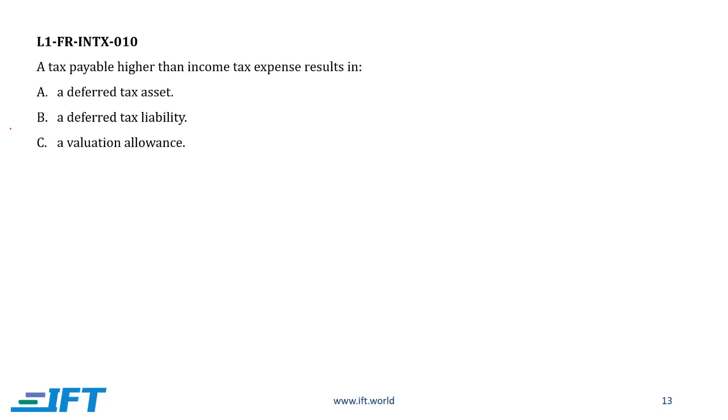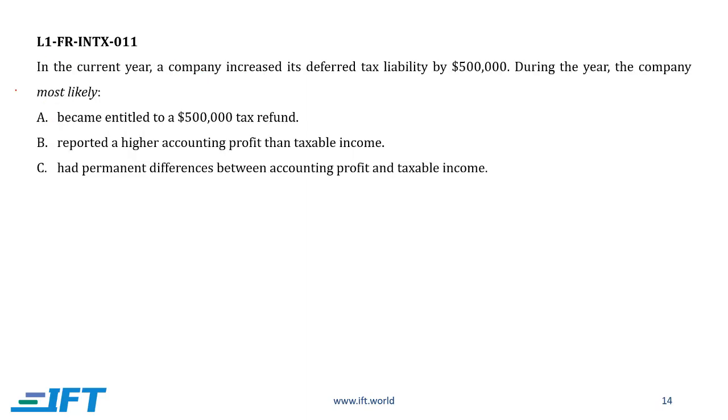Question number 10. A tax payable higher than income tax expense. We paid more tax. Then what was expected? It is what? Deferred tax asset. Question number 11. In the current year, a company increased its deferred tax liability by 500,000. During the year, the company most likely became entitled to a 500,000 tax refund.